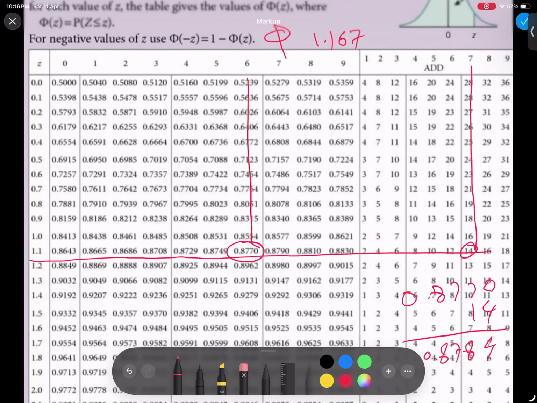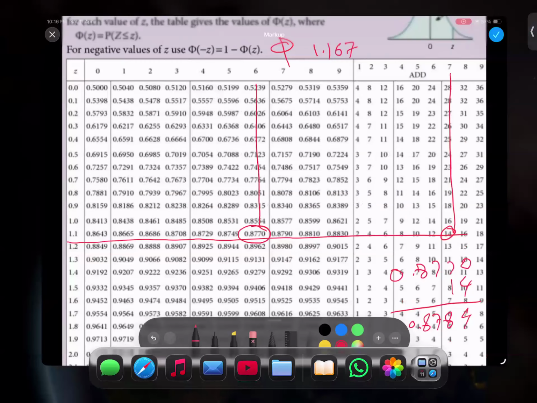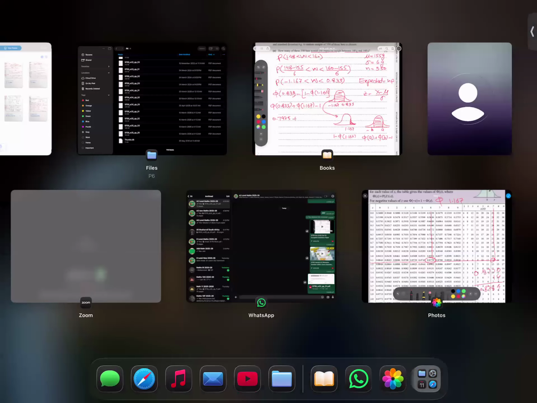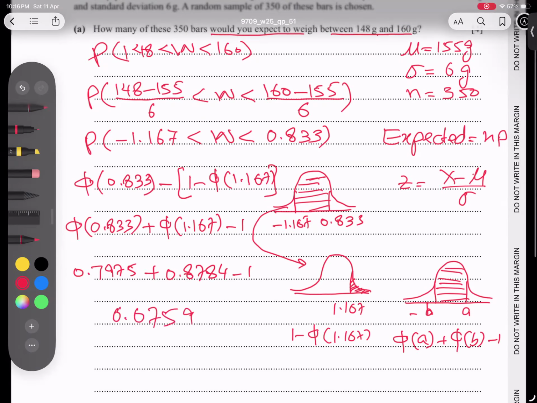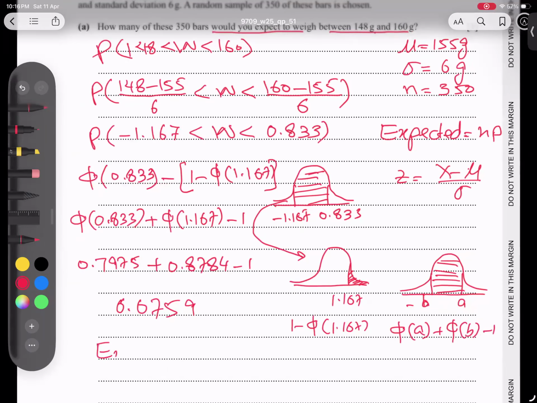So 0.8784. 0.8784 minus 1. Now I'm going to type in the calculator and just subtract: 0.7975 plus 0.8784 and minus 1. And the answer turns out to be 0.6759. And the expected value is what we are looking for.